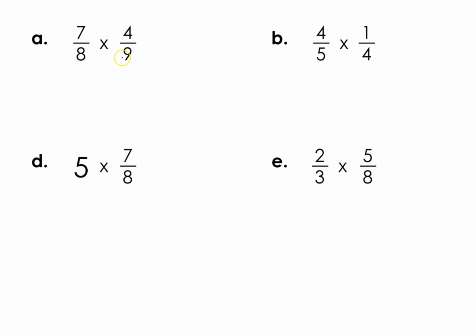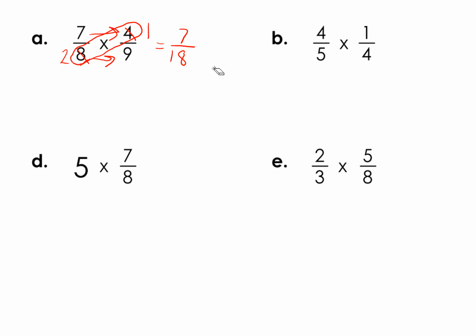Okay, so 7 and 9, there's no number that can go into 7 and 9 evenly except for 1, so that's not going to simplify things. But 4 and 8, 4 can go into 4, and 4 can also go into 8. 4 goes into 4 one time, 4 goes into 8 two times. Now I multiply straight across. 7 times 1 is 7, 2 times 9 is 18. And because I cross simplified, I know that this fraction is already in simplest form.